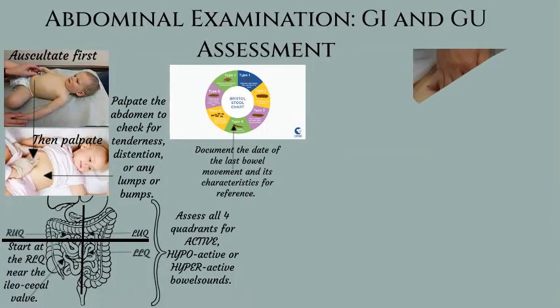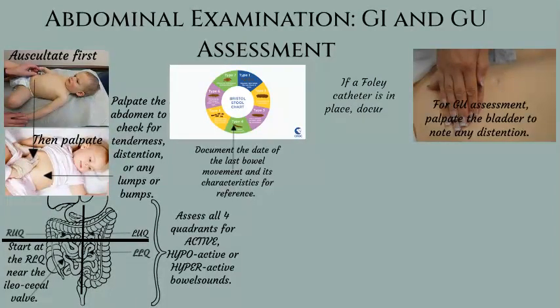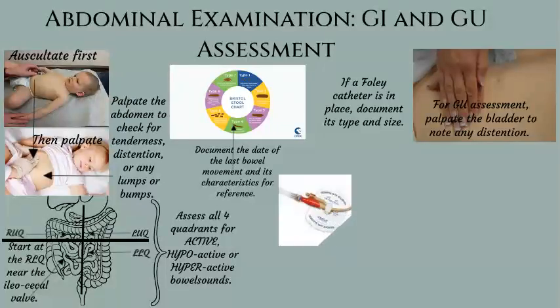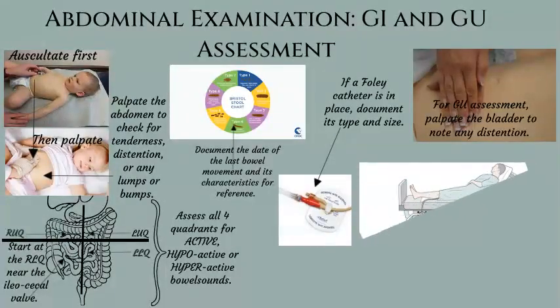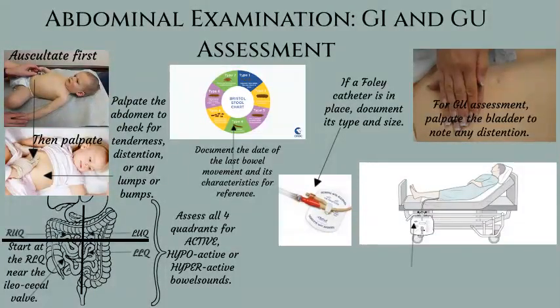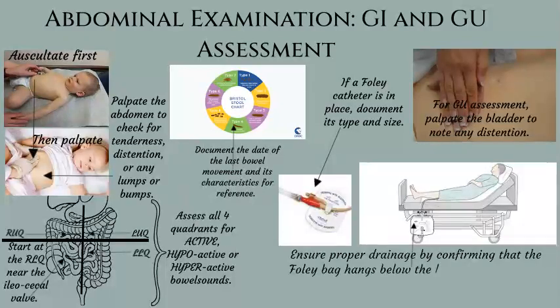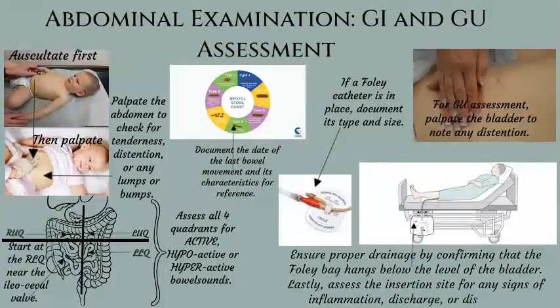For the GU assessment, palpate the bladder to note any distension. If a Foley catheter is in place, document its type and size and ensure proper drainage by confirming that the Foley bag hangs below the level of the bladder. Lastly, assess the insertion site for any signs of inflammation, discharge, or discomfort.